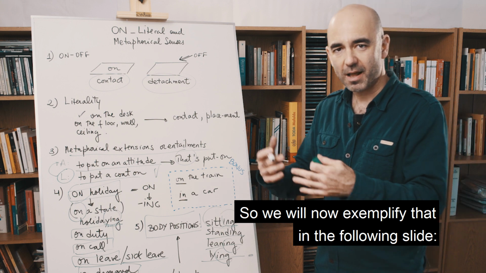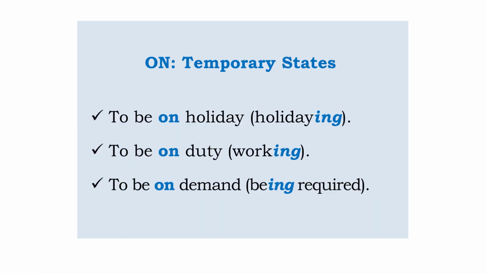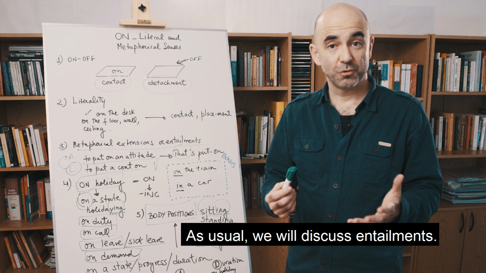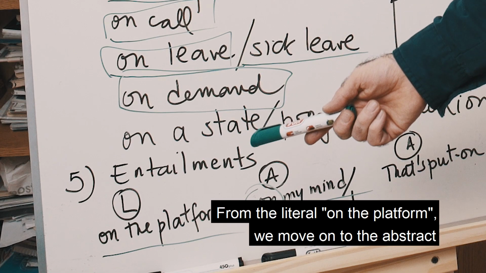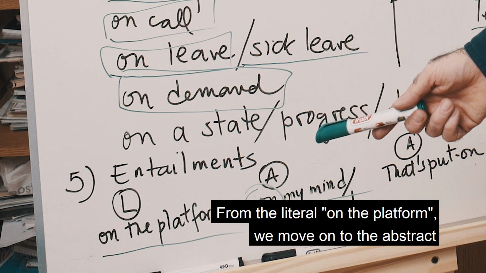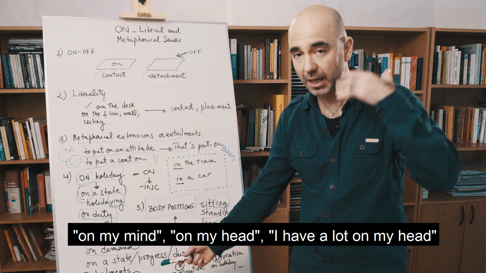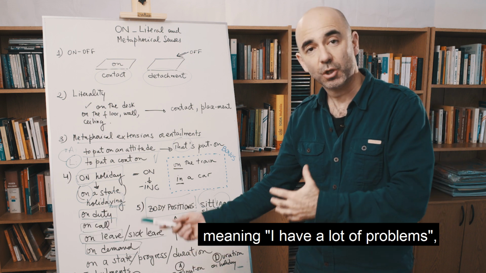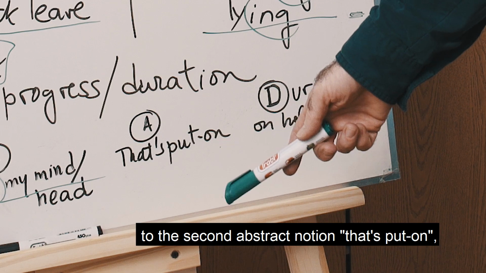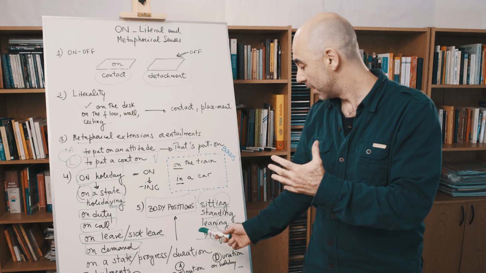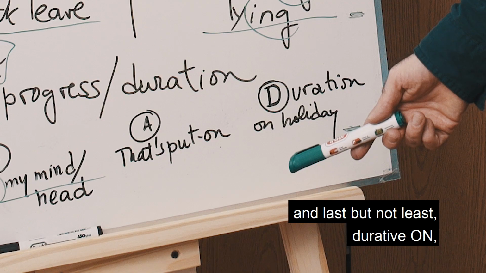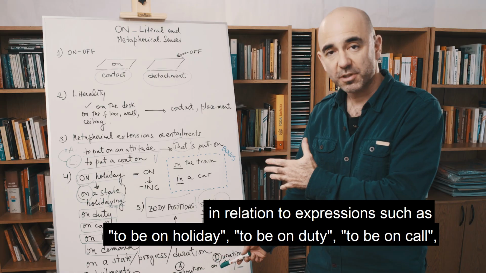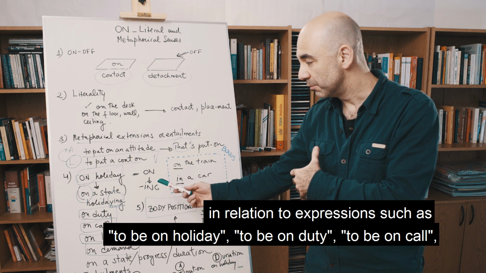So we will now exemplify that in the following slide. To be on holiday or holidaying. To be on duty, working. To be on demand, being required. As usual, we will discuss entailments. From the literal on the platform, we move on to the abstract on my mind, on my head, I have a lot on my head, meaning I have a lot of problems, to the second abstract notion, that's put on, the one that we discussed before, and last but not least, durative on, in relation to expressions such as to be on holiday, to be on duty, to be on call.